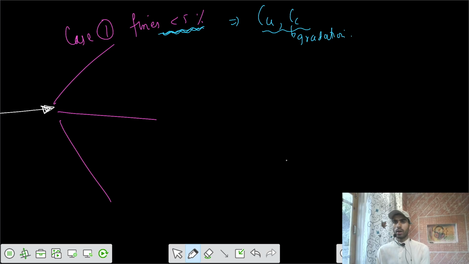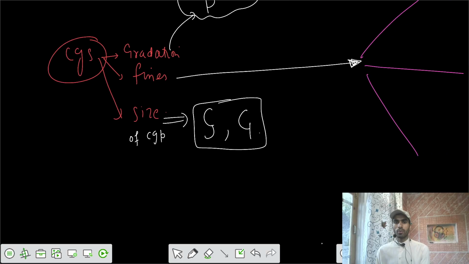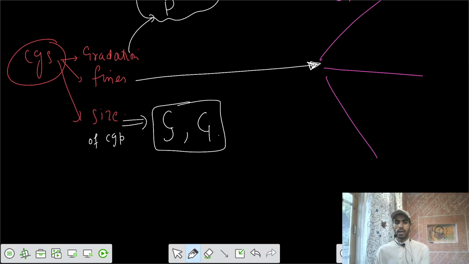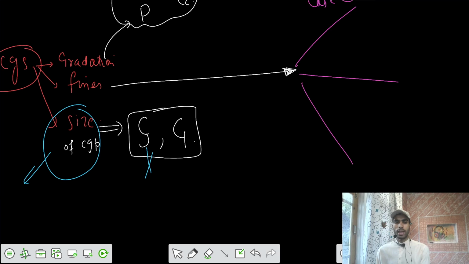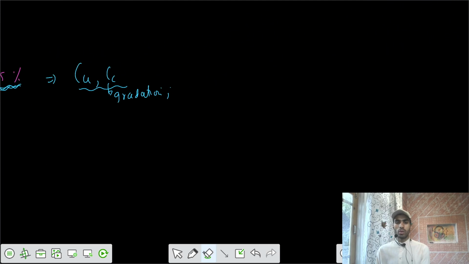Based on the size, we have already calculated whether your soil is sand or gravel. Size is a must. Either the soil is sand or it can be gravel. So let's see what the final symbol is. From the gradation we get either W or P, well graded or poorly graded. And from the size we get either sand or gravel.